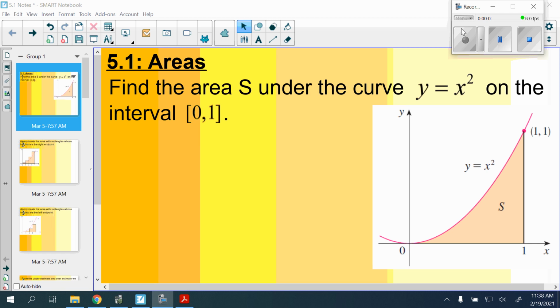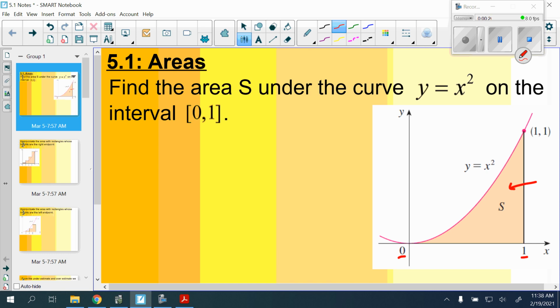All right, today we're going to be looking at estimating areas under curves. So here's a graph of y equals x squared from 0 to 1. So it's the interval here. We're starting at 0, ending at 1. We're going to try to figure out what's the area of this.